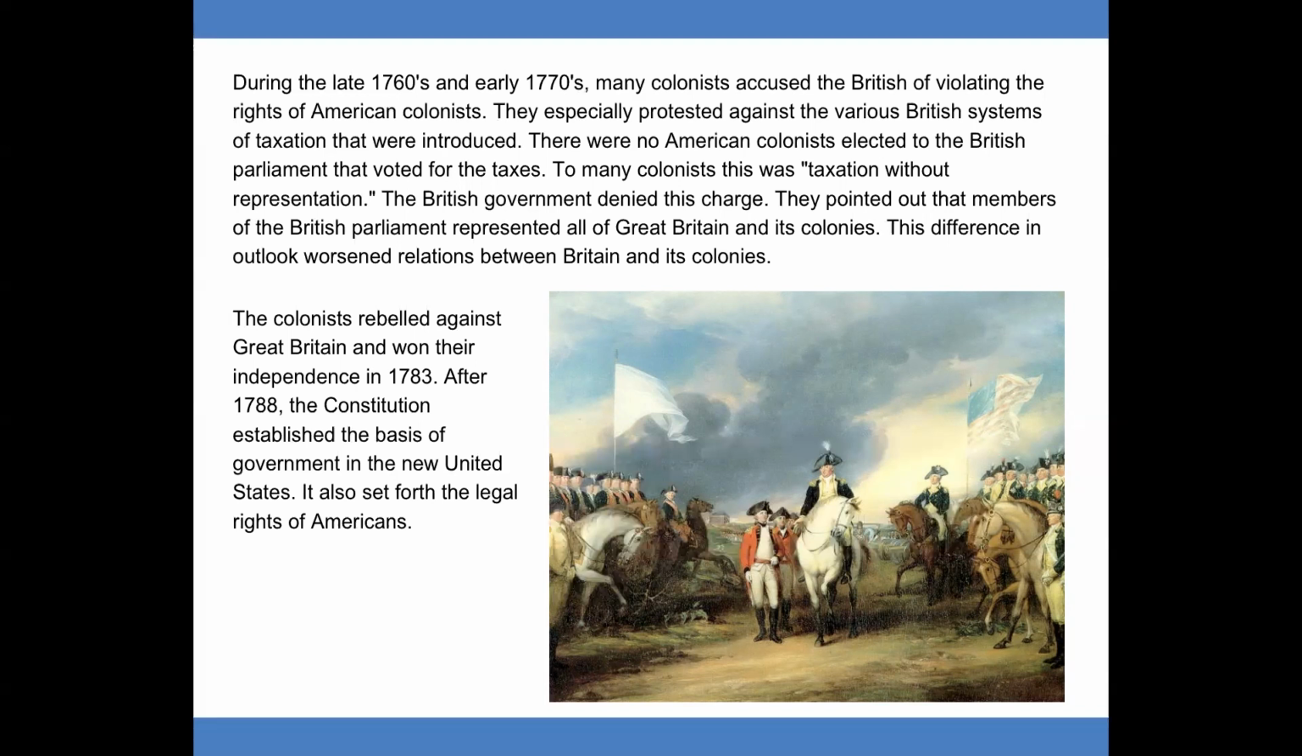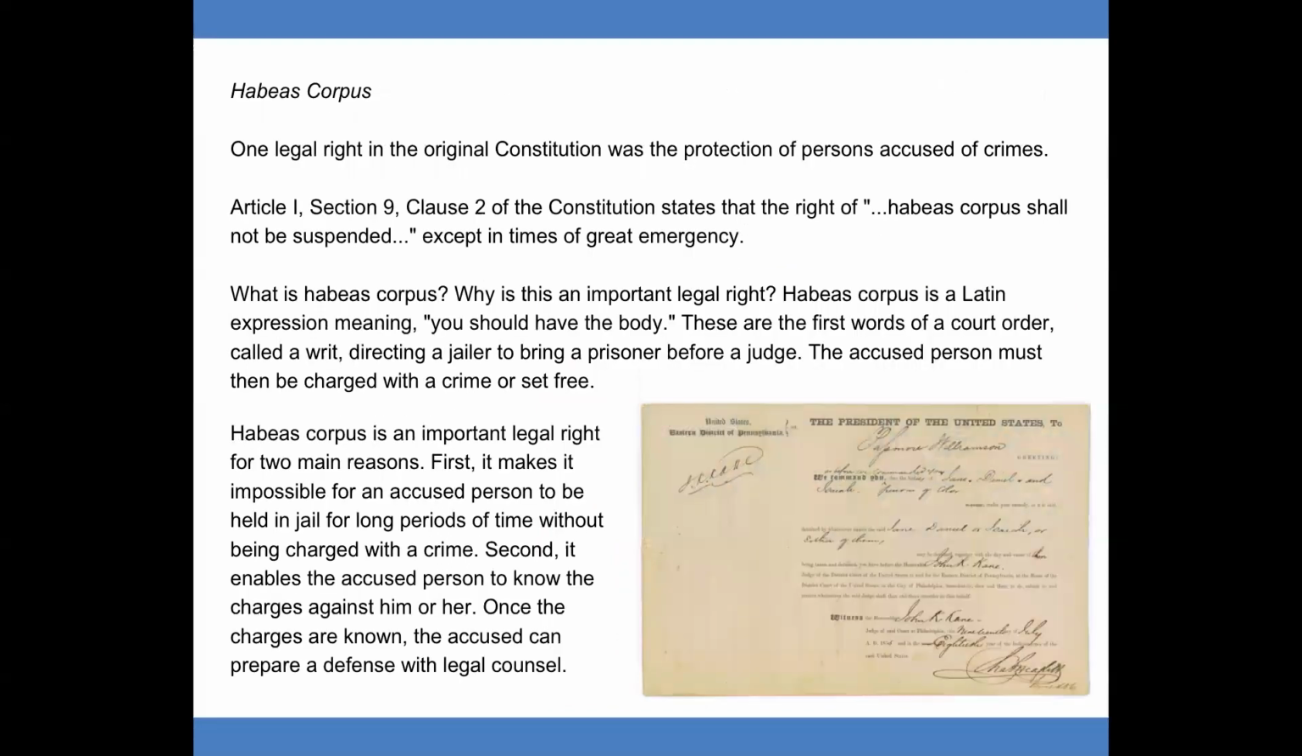The colonists rebelled against Great Britain and won their independence in 1783. After 1788, the Constitution established the basis of government in the new United States. It also set forth the legal rights of Americans. Habeas corpus. One legal right in the original Constitution was the protection of persons accused of crimes. Article 1, Section 9, Clause 2 of the Constitution states that the right of habeas corpus shall not be suspended except in times of great emergency.